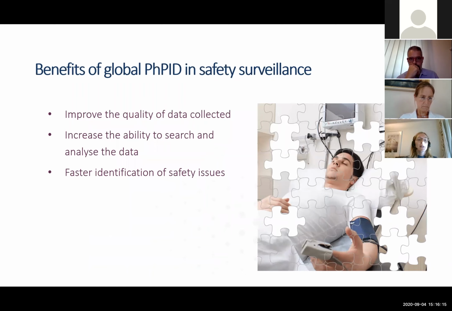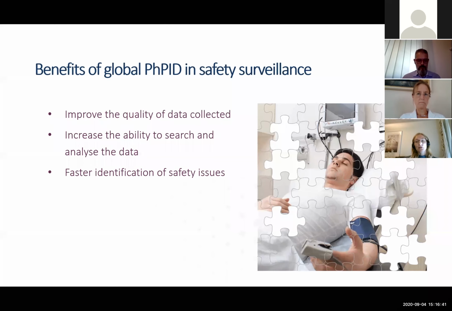So what are the benefits then of the global PhPID in safety surveillance? Well, it would improve the quality of the data collected, and it would increase the ability to search and analyze the data, and hopefully also get faster identification of the safety issues. And this is also on a regional basis, because each country, of course, does their own safety surveillance. And they are usually the ones that can do the really quick surveillance. So this would be very beneficial within each country as well.